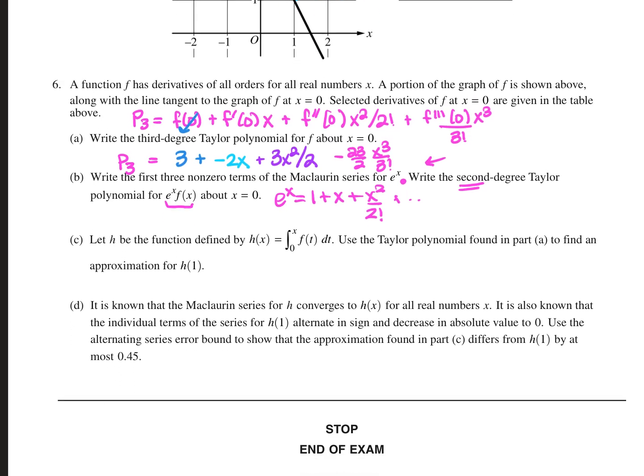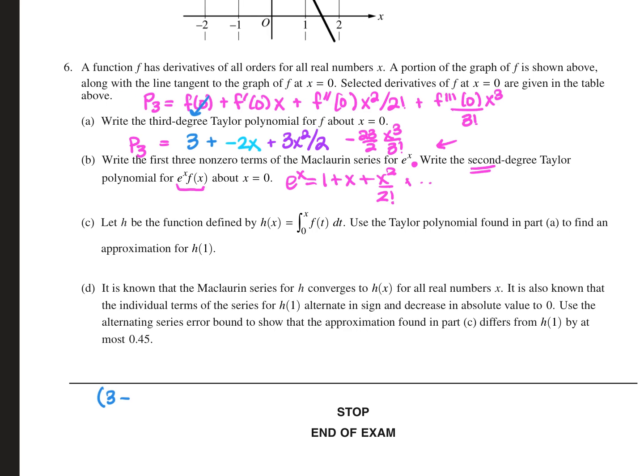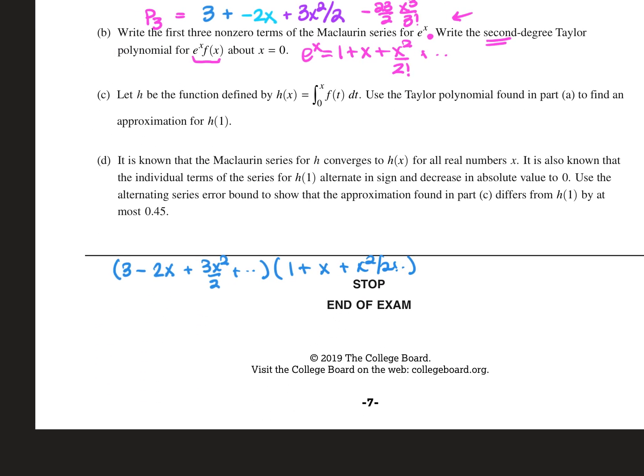So I'm going to go down here. My polynomial first was 3 minus 2x plus 3x squared over 2, and it keeps going. Then we're going to multiply it by e to the x. Now we only want degree 2, so we only have to multiply a finite amount of terms. So the first thing I'm going to look for is, is there any way I could get a constant by multiplying these 2 terms? And I can get a constant by multiplying 3 by 1. And I believe that's the only way we can get a constant.